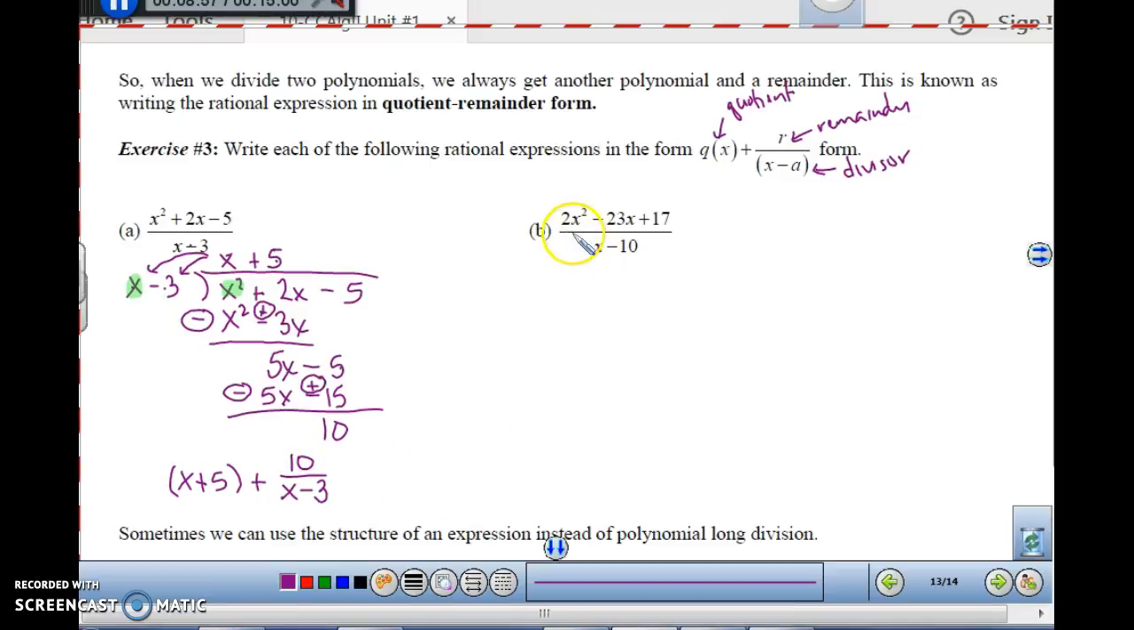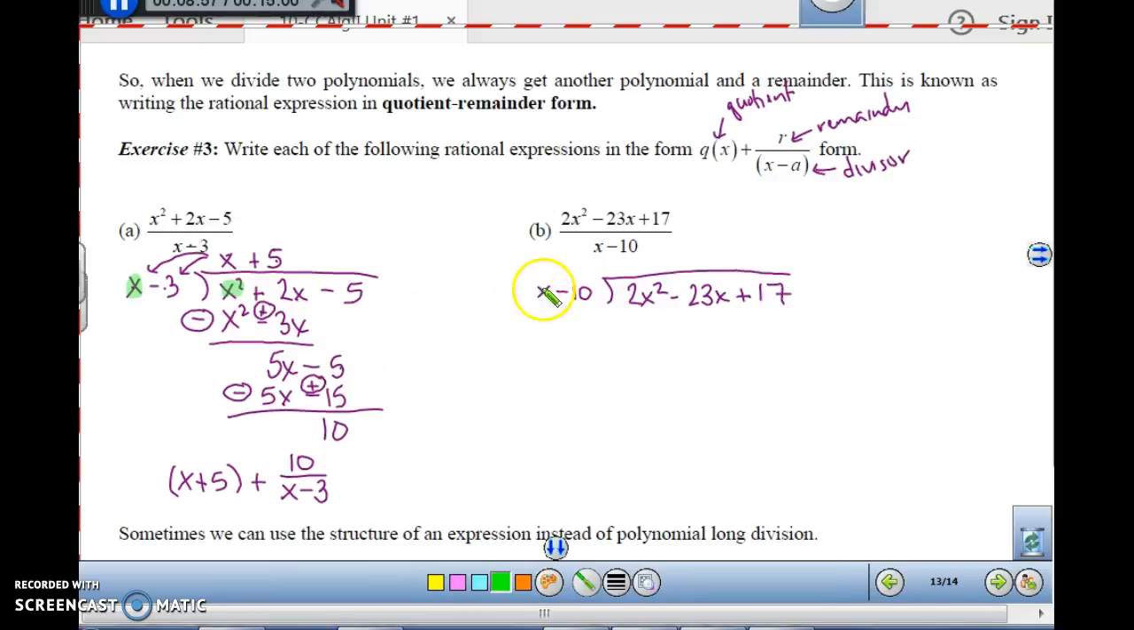All right, let's try this one. 2x squared minus 23x plus 17 divided by x minus 10. The divisor x minus 10 goes on the outside. 2x squared minus 23x plus 17 goes on the inside. Again, look only at the first term here and here. x times what is 2x squared? Well, x times 2x is 2x squared. Multiply both terms by 2x.